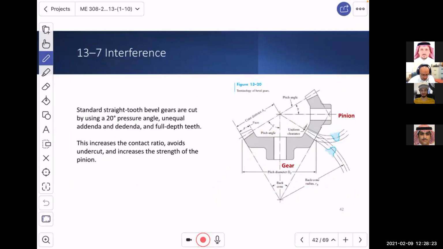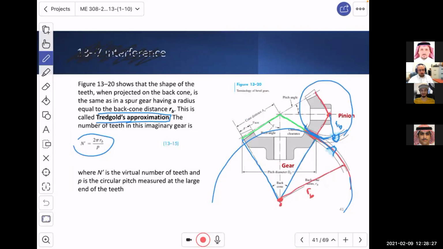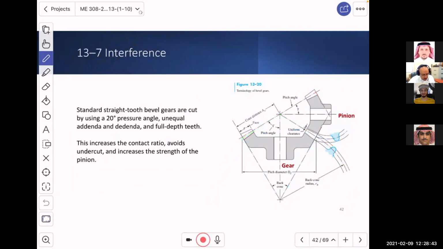Doctor? Yes? This virtual number is on the pinion or the gear? Well, it depends. If you take this radius, it is different than this radius. So it depends on the radius that you have. Okay. All right. Now, there is one thing to understand over here.